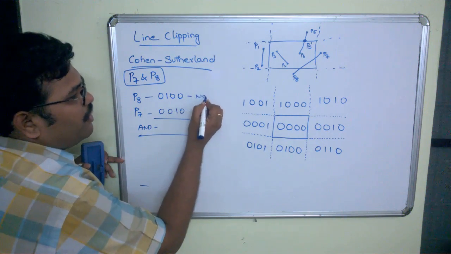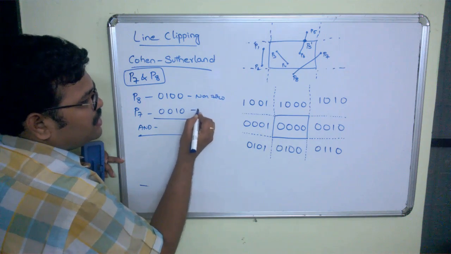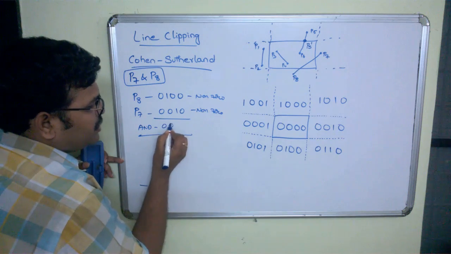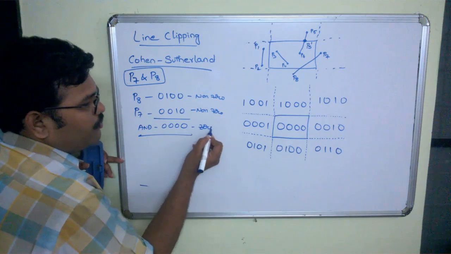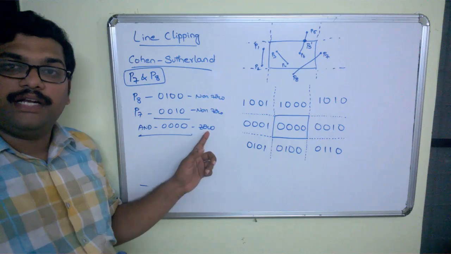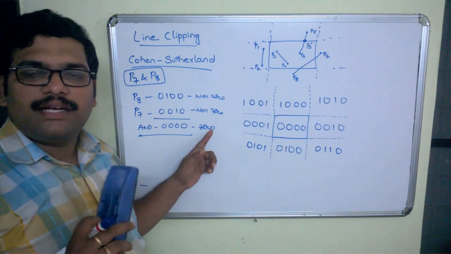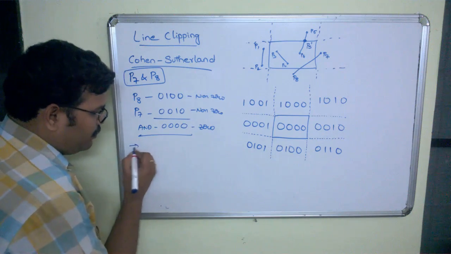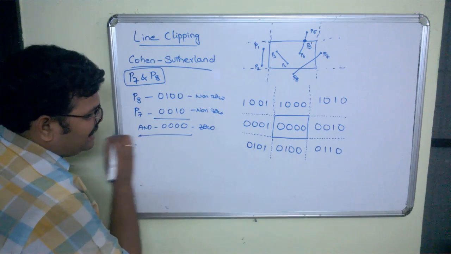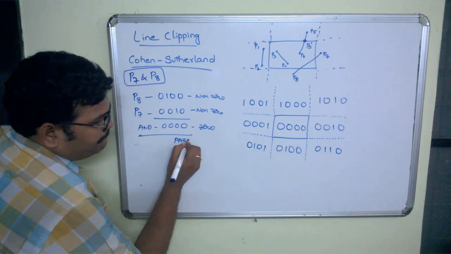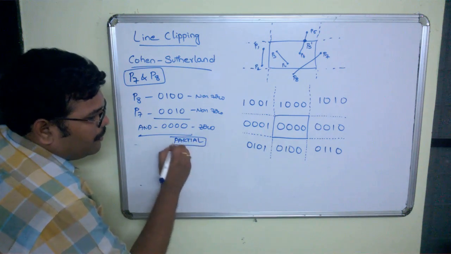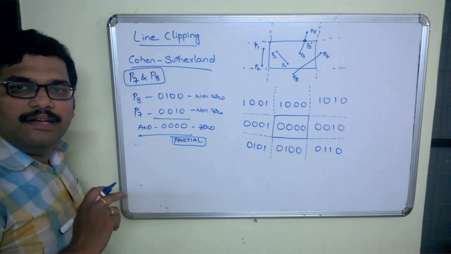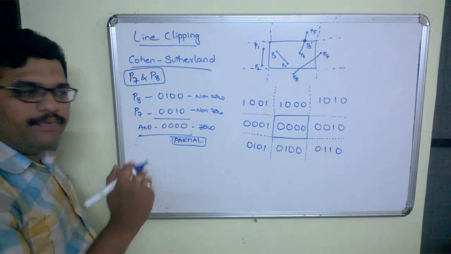So this is a non-zero value, this is also a non-zero value, and after applying the AND operation we get the zero value. So if we get the zero value, that indicates some portion is inside and some portion is outside. So the result is partial. Now what we have to do is find the intersection point on the window boundary.